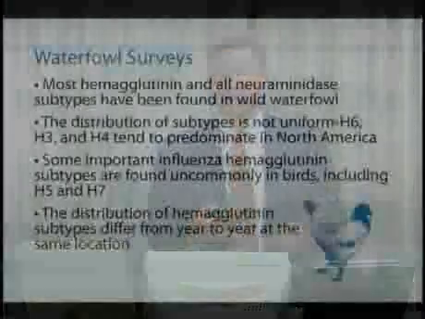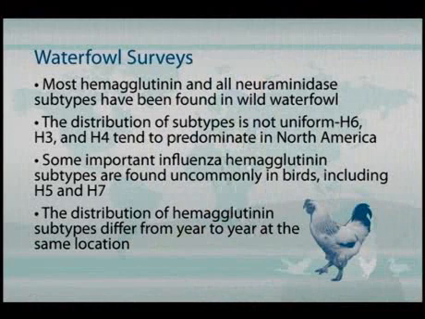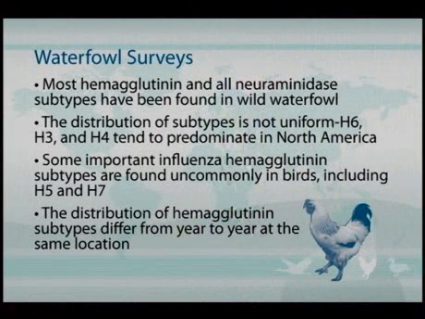Now, when we look at waterfowl surveys, I told you that there's 16 hemagglutinin subtypes, but we don't see these 16 hemagglutinin subtypes equally distributed in the wild bird population. So in the studies that have been done primarily in North America, we see 3 particular subtypes that are found in very high numbers every time we sample. And that's H3, H4, and H6. So if you count those 3 hemagglutinin subtypes in almost every study that's been done in North America, those 3 subtypes make up over 50% of the isolates that have been recovered during those studies.